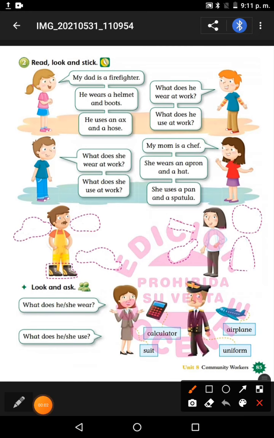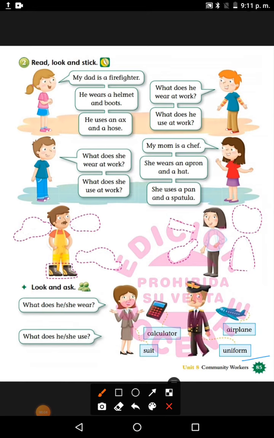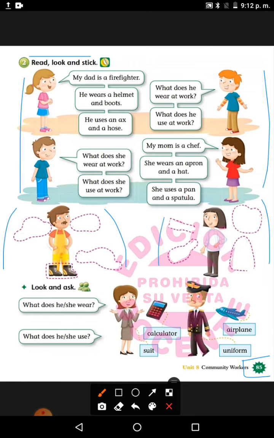Now you are going to work with page number 85 of your student's book. In activity number 2, you are going to read, look, and stick. You are going to read these dialogues. You are going to look at the pictures below the dialogues, and you have to stick the correct sticker in the right place. Remember, you can find these stickers at the end of this book.